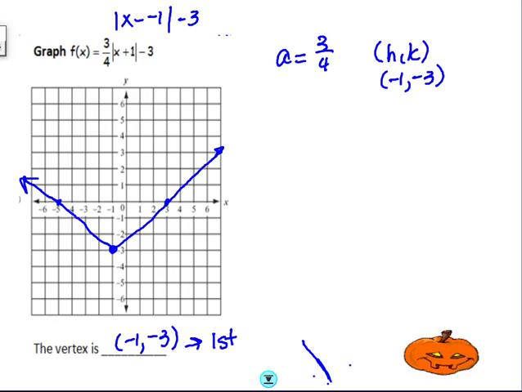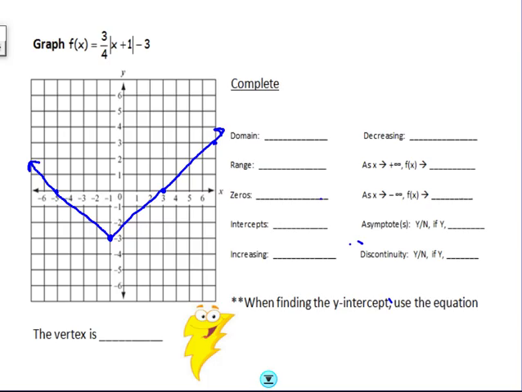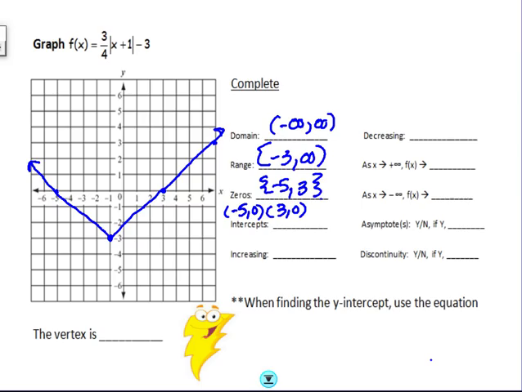Alright, let's review some information about an absolute value graph. This is a good review, so you may want to pause the video and try these and then start back up when you're ready to check. Alright, the domain in absolute value is all reals. The range starts at -3 and goes to infinity, but we include -3 and infinity is open. Our zeros, where it touches the x-axis, are -5 and 3. So our intercepts, remember that includes x and y intercepts, and we write those as points. So we have (-5, 0) and (3, 0).